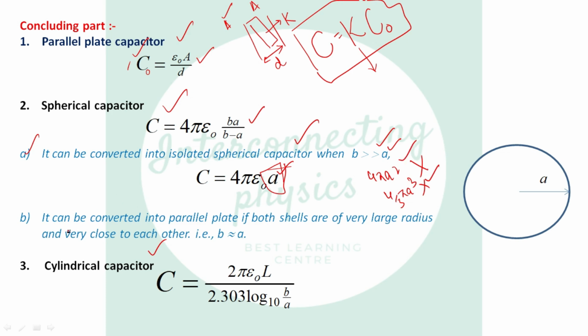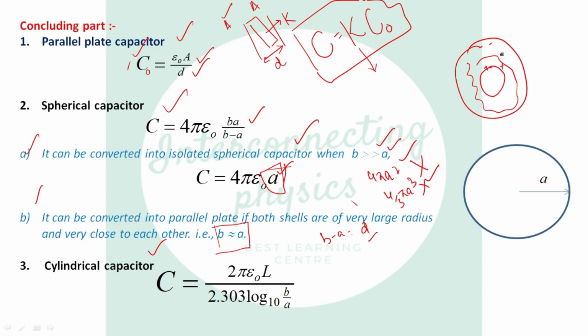And the number 2 special case was, it can be converted into parallel plate if both shells are of large radius and both are of equal radii, that is B is approximately equal to A and B minus A we consider as D, and this will be converted as C naught equal to epsilon naught A divided by D. And this formula C equal to K C naught, if we introduce some dielectric between the two spherical shells, this was positive, this was negative. If we introduce some dielectric here having dielectric constant K, then capacitance of the spherical capacitor increases K times the capacitance when there was free space between the shells.